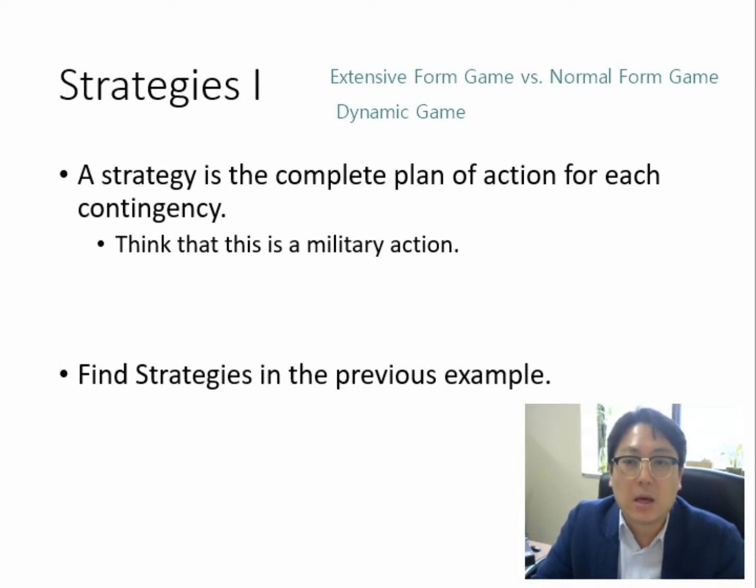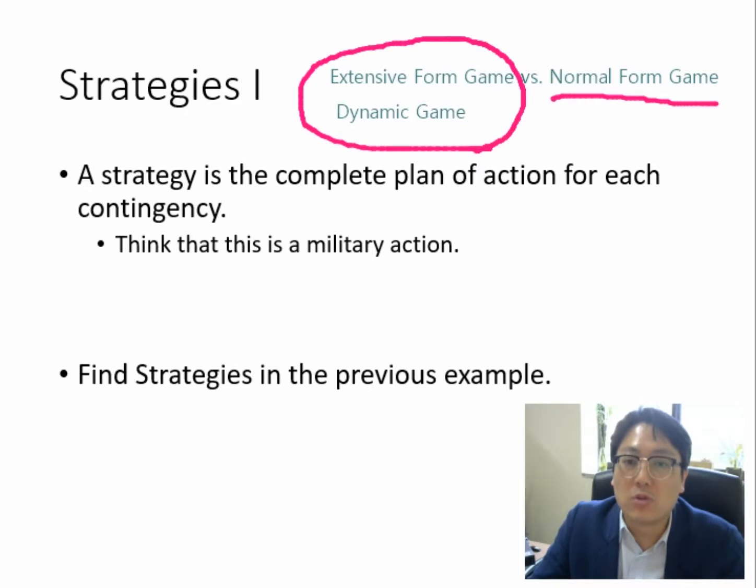So anyway, now, as before, we need to see what the strategies are. In a normal form game, it was very simple because there are no time differences and orders. Each player just chooses where to go. That's the strategy. In an extensive form game, we also need to find what the strategy is. This definition is actually the same for normal form games and extensive form games.